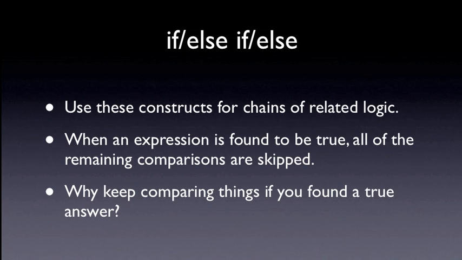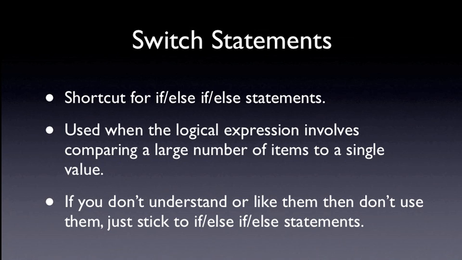I mean, if I'm trying to find a student in the class and I say, hey, are you Jason? And you're the first student I ask, and you say, yes, I'm Jason, then why would I continue to ask the 19 other people in class if they're Jason? It makes sense that when you find the first person, you stop asking. In the case of if else structures, as soon as you find a true expression, all of the other expressions are skipped so that the computer can save some processing time. The idea here is why keep comparing things if you found a true answer? And if that's the functionality that you want, then this is the construct for you.